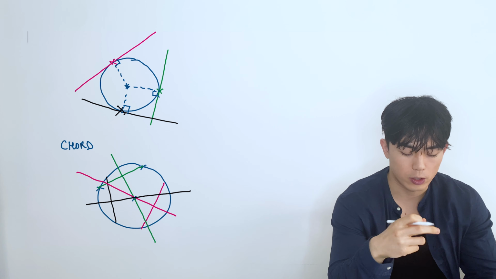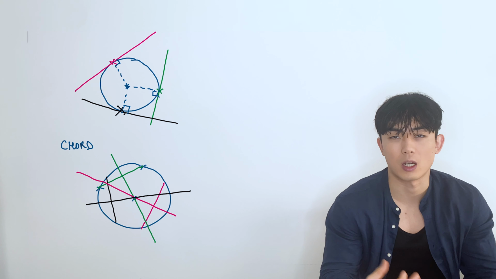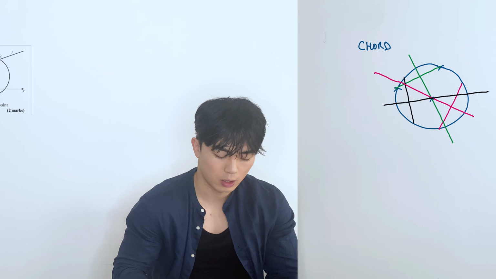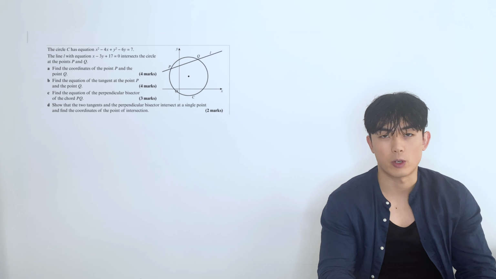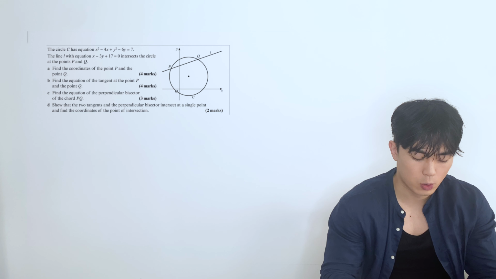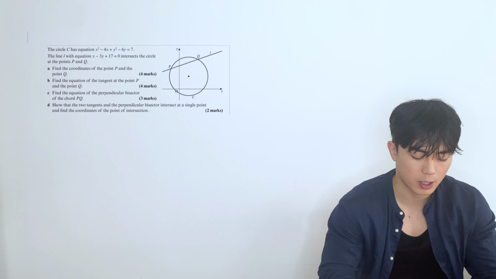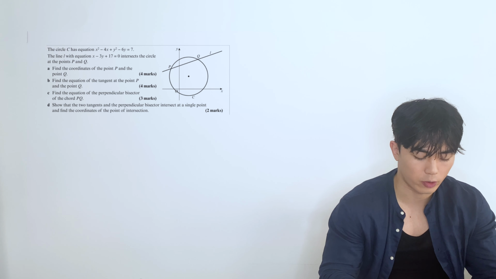Using this knowledge and the previous knowledge we've learned before, we can now solve a lot of example questions related to circles. Okay, so let's try this final question here. We have a circle with the equation x squared minus 4x plus y squared minus 6y is 7. The line L with the equation x minus 3y plus 17 is 0 intersects the circle at the points P and Q. Find the coordinates of P and Q.